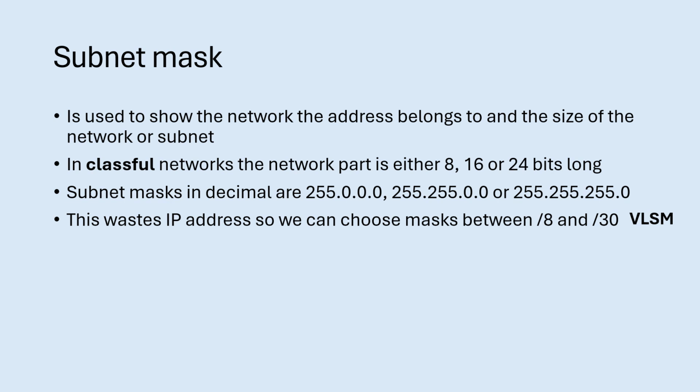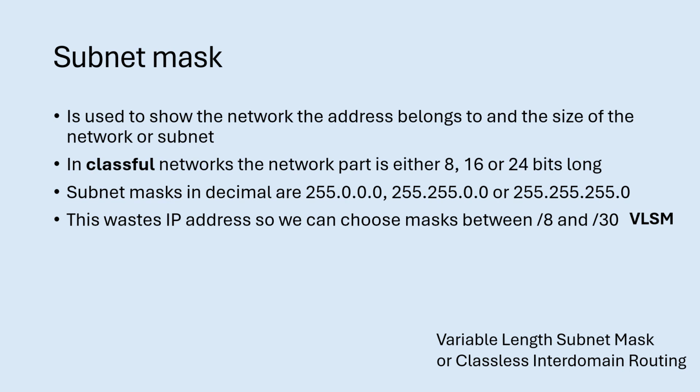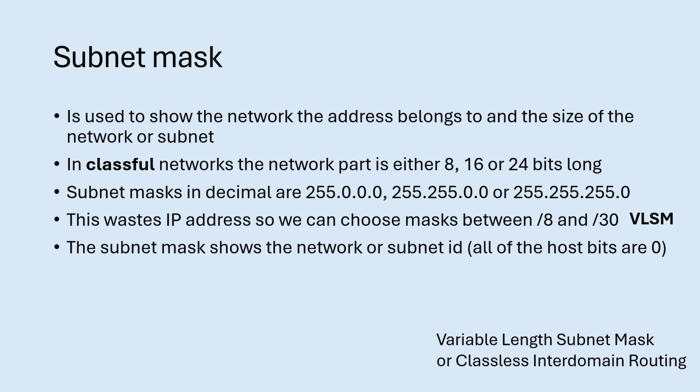Waste IP addresses. So in order to stop the waste, we started using VLSM, variable length subnet masking, or classless interdomain routing. The subnet mask can be used to calculate the network or subnet ID, where it will just show the network part of the address. All of the host bits are 0. And we can deduce the broadcast address by switching all of the host bits to 1. I will show you a couple of examples of that in a minute.